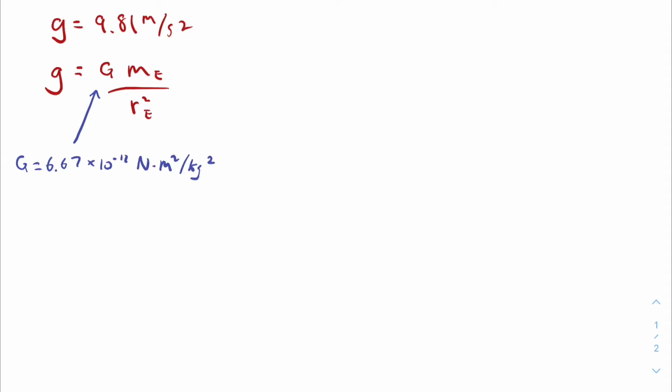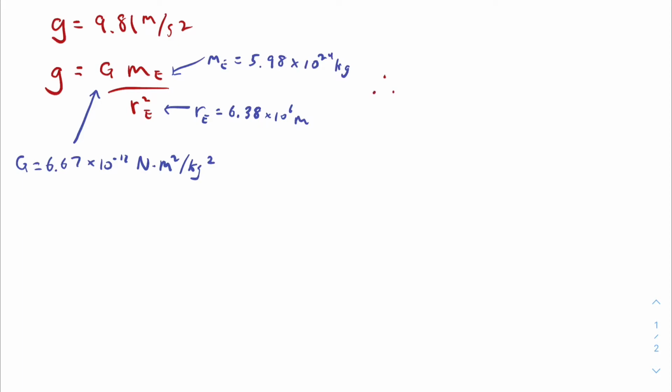This value can actually be calculated using the following formula, where uppercase G is the gravitational constant, m is the mass of the Earth, and r is the radius of the Earth. The gravitational constant is equal to approximately 6.67 times 10 to the negative 11 Newton meters squared per kilogram squared. The mass of the Earth is equal to 5.98 times 10 to the 24 kilograms, and the radius of the Earth is equal to 6.38 times 10 to the 6 meters. You can even check that plugging these values into the formula gives you 9.81 meters per second squared for g.